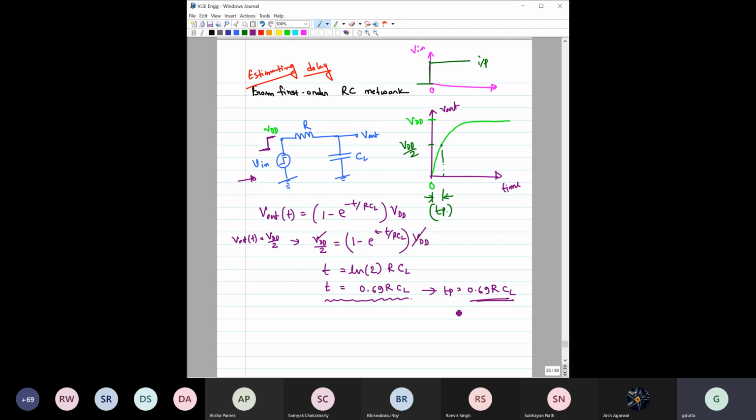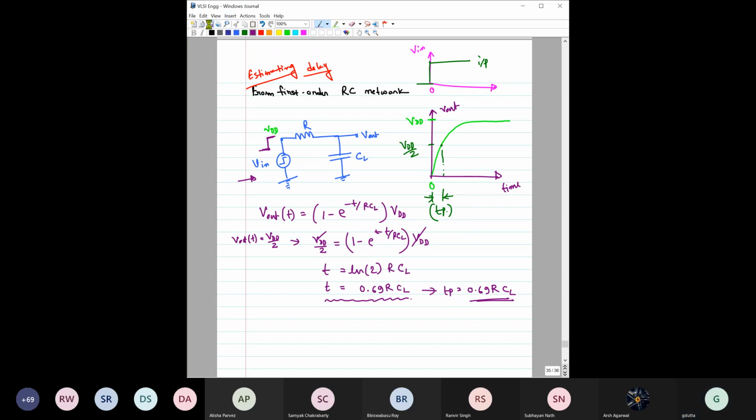So this 0.69 term is important, and you will see it coming again and again in our write-up. So this TP would be 0.69 of RCL, and that's how it comes. Quite simple, right? Now, that is fine.